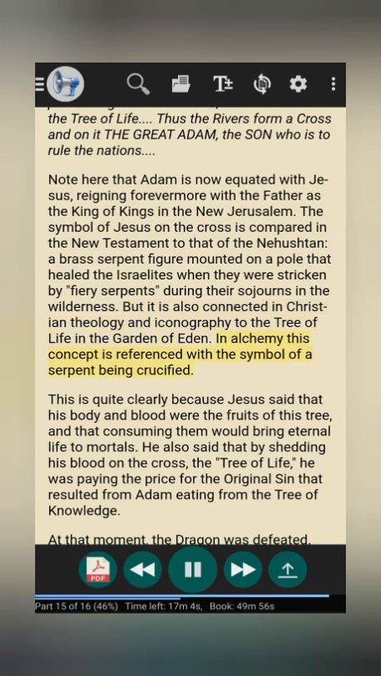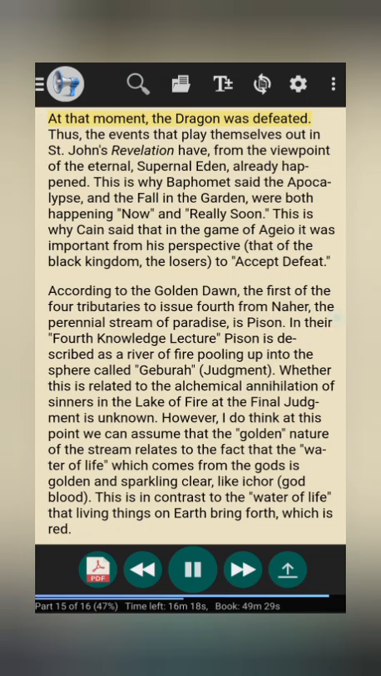In alchemy, this concept is referenced with the symbol of a serpent being crucified. This is quite clearly because Jesus said that his body and blood were the fruits of this tree, and that consuming them would bring eternal life to mortals. He also said that by shedding his blood on the cross, the Tree of Life, he was paying the price for the original sin that resulted from Adam eating from the Tree of Knowledge. At that moment, the dragon was defeated.